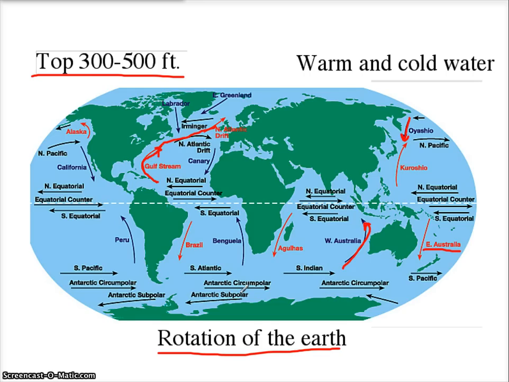There are some deep currents, like below 300 to 500 feet, but they're not as predictable. They mostly come from moving or sinking water that was already in one of the bigger currents.